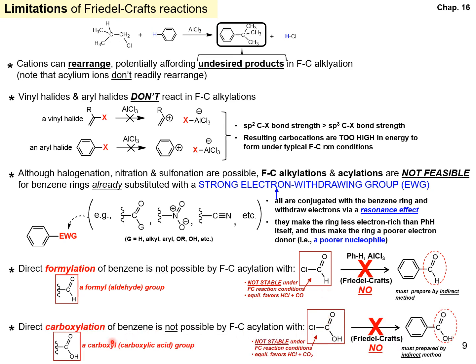In addition, the same thing here. You might be tempted, if you're trying to make benzoic acid, to do it by a Friedel-Crafts reaction with this species. Well, this species really is unstable. It doesn't exist. It falls apart, and equilibrium favors HCl and CO2. So these are not reasonable starting materials in the Friedel-Crafts acylations. There are other ways to do this, and we'll see it later on.